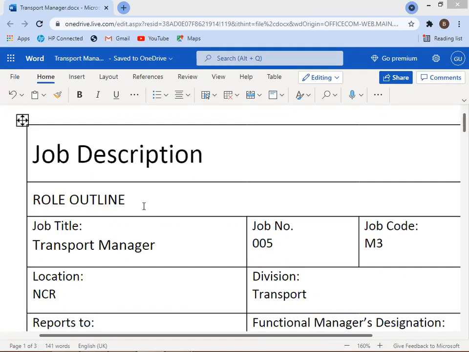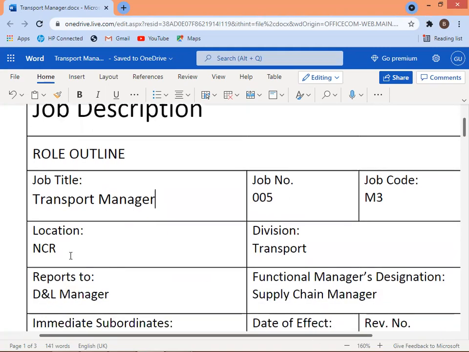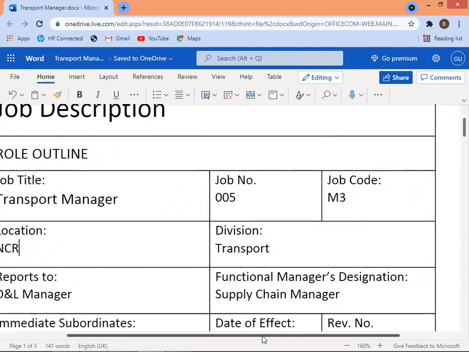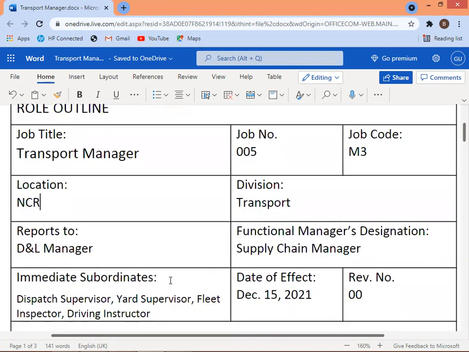Okay, so let's start doing the job description. Let's start with the job title, transport manager. I've already written it. Job number 005, job code is M3, and location could be in NCR or it could be in the countryside, in the provinces. And division is under the transport.